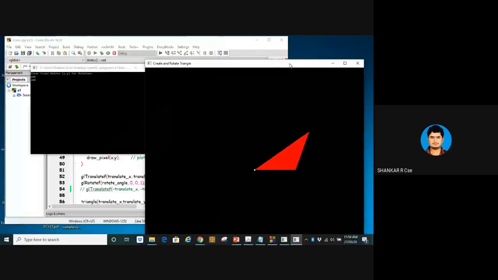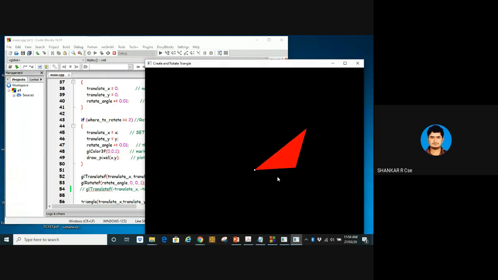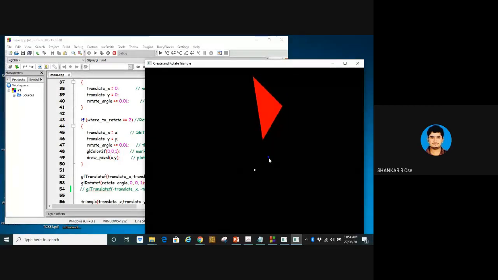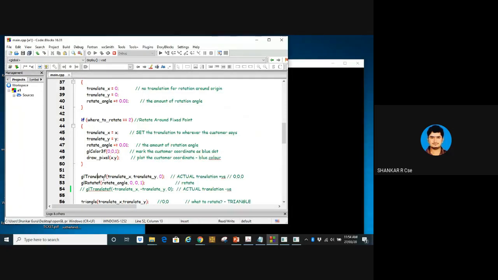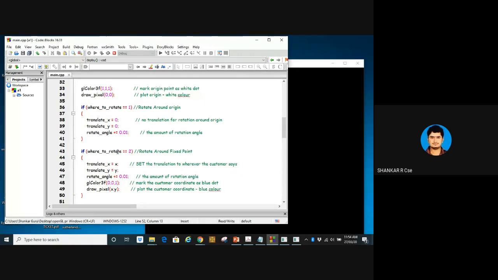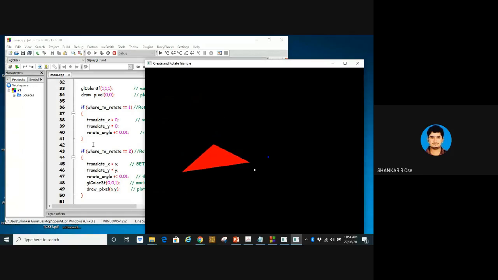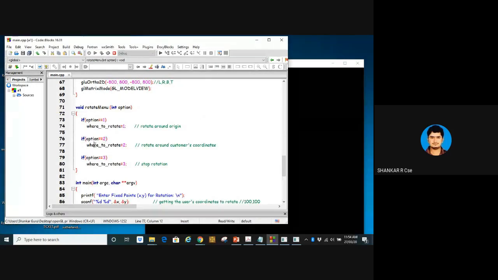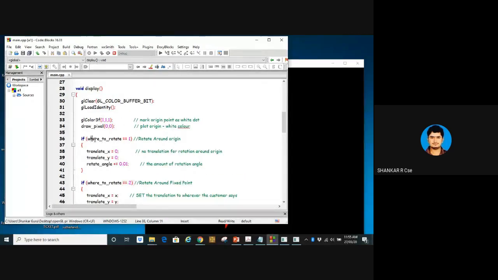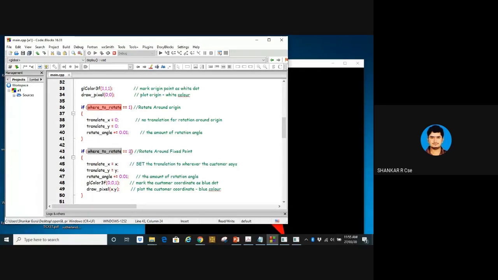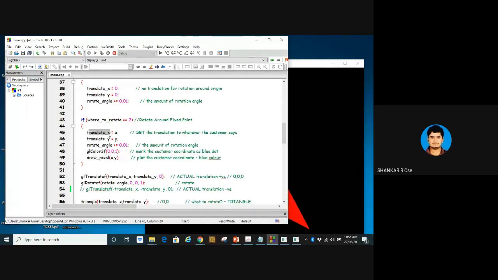Origin means no magic. Fixed point means you can see here the fixed point is 100 comma 100. From this it has gone again a 100 comma 100 distance. See, what I'm doing is translation. Now what are the translation factors? Because you have chosen the second option. The moment you choose the second option, your where to rotate is equal to 2. If where to rotate is equal to 2, is 2 equal to 1? No, it doesn't go here. Where to rotate is 2 now. Is 2 equal to 2? Yes. Now comes this: translate underscore x is equal to x.